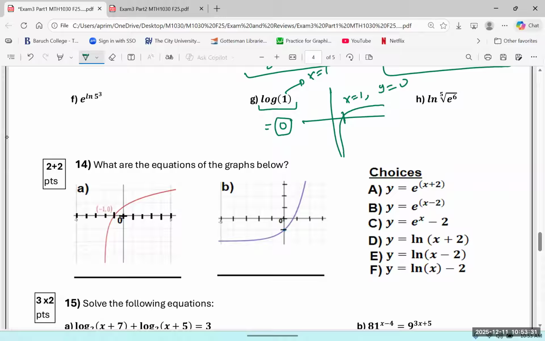So the first one, what type of graph is the first one, log or exponential? Log. So you have to compare the original log graph. This is the original log graph, log of x. The base doesn't matter. Now, how are you moving the original graph to the transform graph? Which direction? Go left. How many units? 2 units. So going left, 2 units.